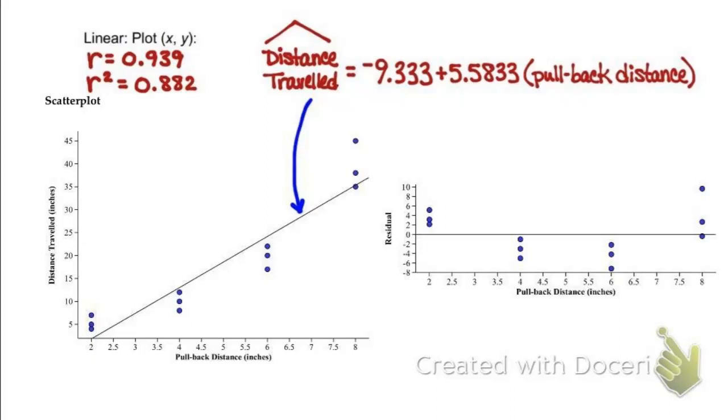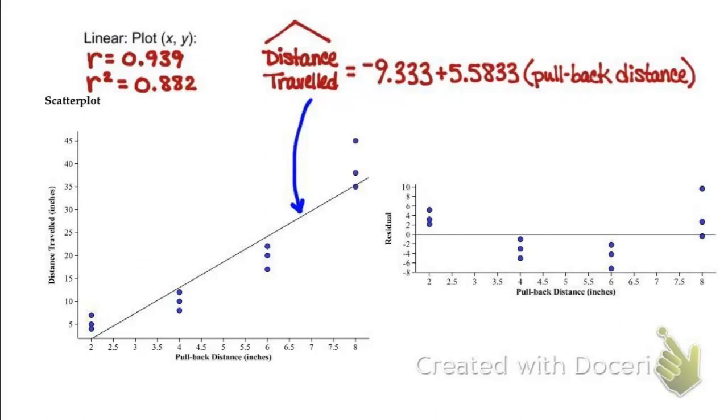Here's my scatter plot. I just used Stapplet to create this. We had 3 trials at pullback of 2 inches. We had 3 trials at a pullback of 4 inches, 3 trials at 6 and 3 trials at 8. That's why my dots are kind of stacked on top of each other here. Sketch this into the spot where you've got the linear plot, the XY plot.